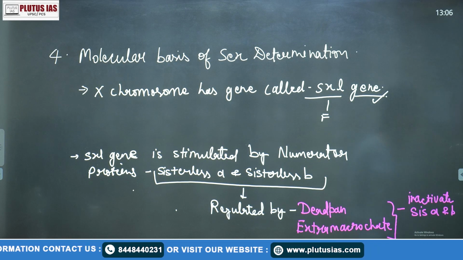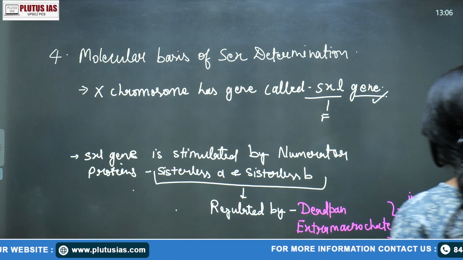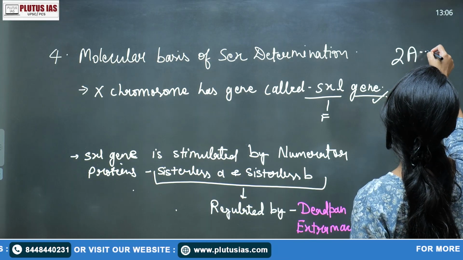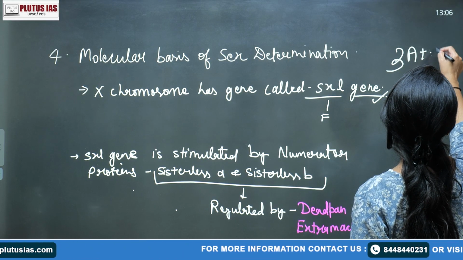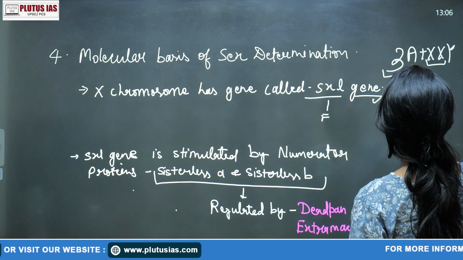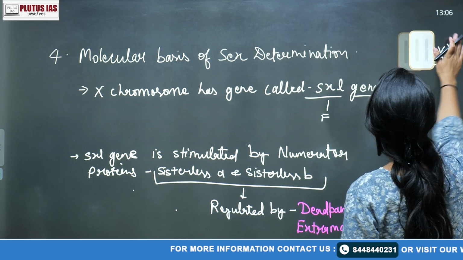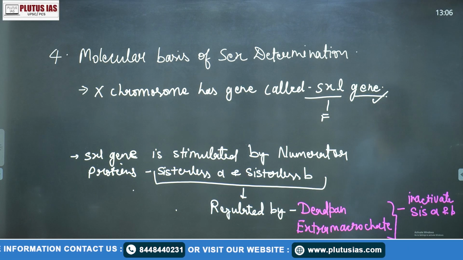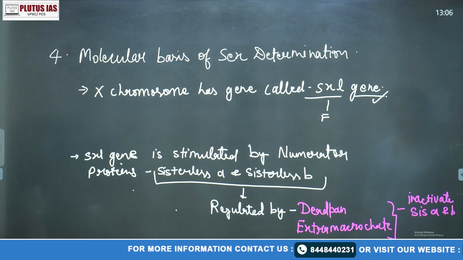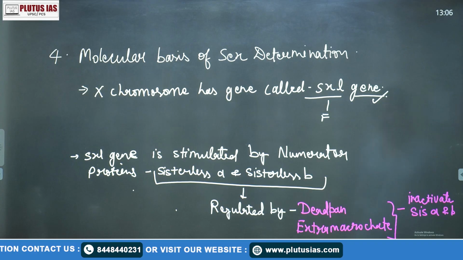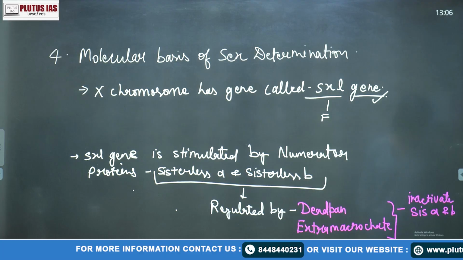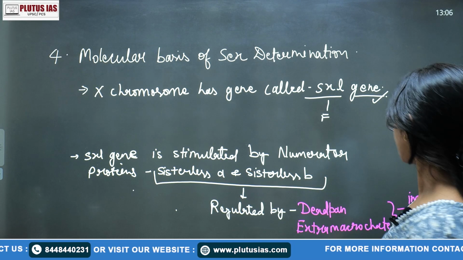Even when we talked about the X upon A ratio in gene balance theory, suppose the condition was 3A plus XXY; we only talked about the X upon A ratio, that is 2:3. Remember, we didn't even talk about the Y chromosome. So this SXL gene is the major gene responsible for sex determination, present on your X chromosome. The SXL gene is regulated by the numerator proteins. What are the numerator proteins? These are sisterless A and sisterless B.